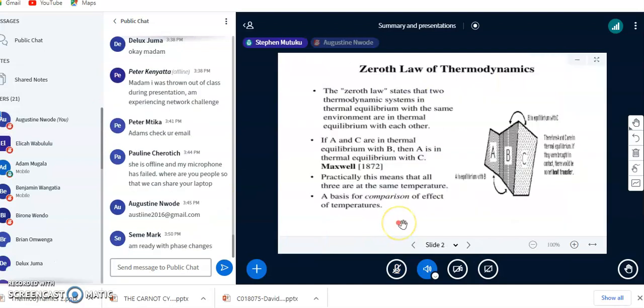It means the zeroth law of thermodynamics, and basically the zeroth law of thermodynamics portrays temperature. So the first statement says that the zeroth law states that two thermodynamic systems in the same environment are in thermal equilibrium with each other. So it's a simple statement. If system A and C are in thermal equilibrium with system B, then A and C are in thermal equilibrium. Okay, I guess in the next slide.